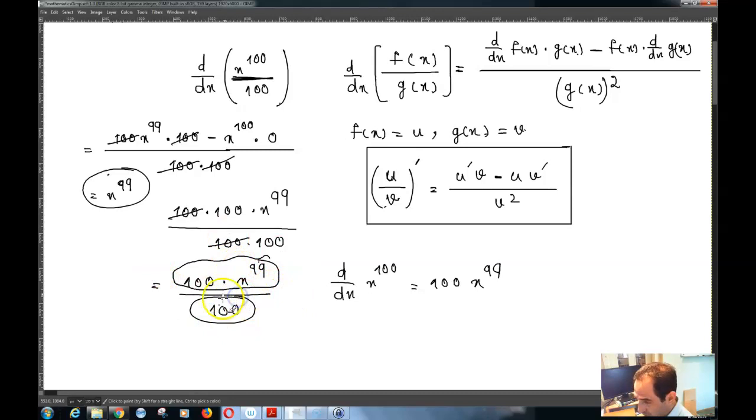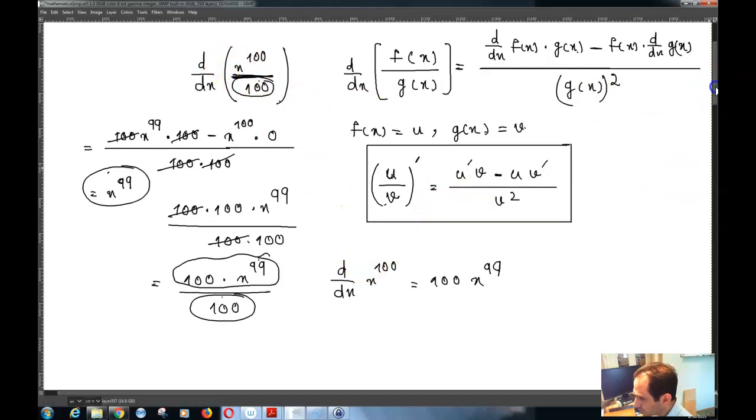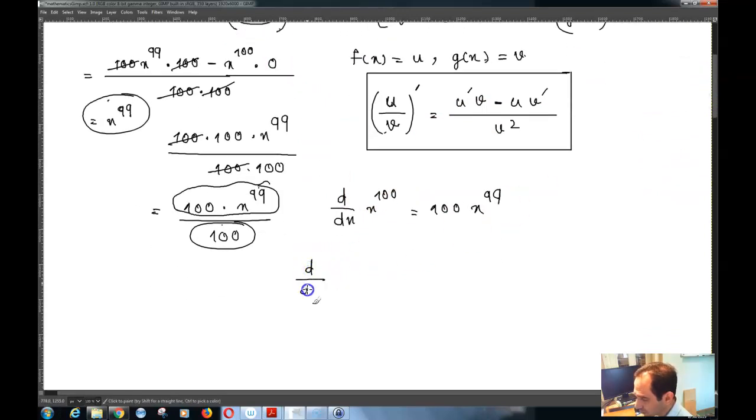And this part over here is basically the constant itself, which is 100. For example, if you had a function like d by dx of x raised to the power 100 over, for example, 54, what you would get would be 100 times x raised to the power 99 over 54, something like this. And we can test this as well.